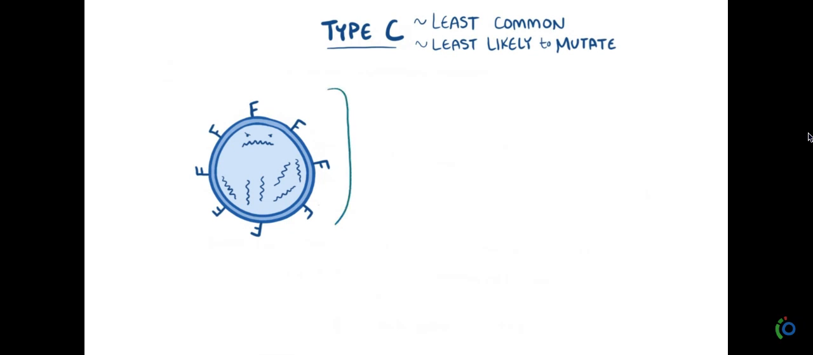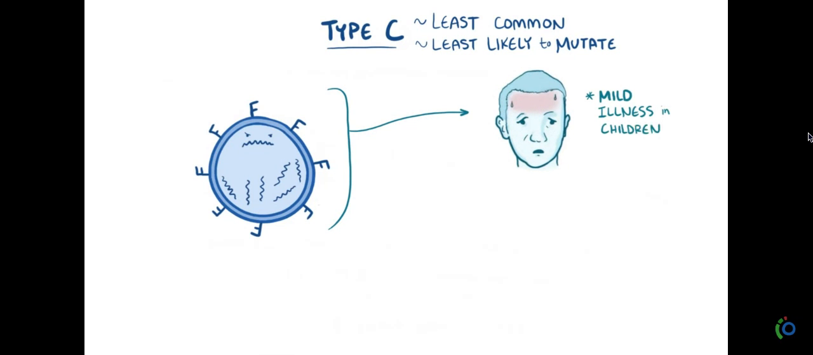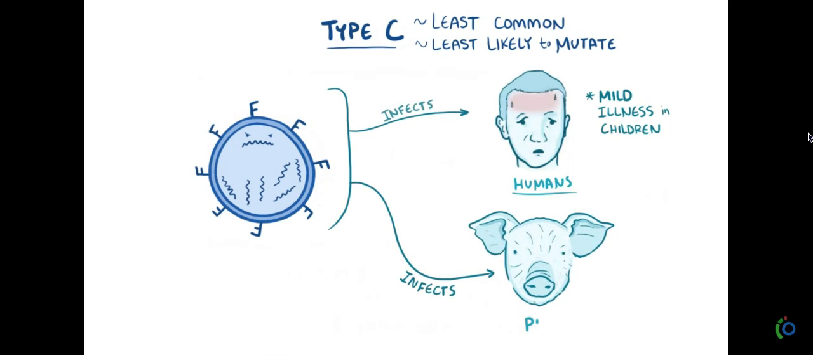Finally, there's Type C influenza, which only has 1 species, and is the least common and least likely to mutate of the 3. Influenza C usually causes mild disease in children, and unlike Type B, it can infect both humans and pigs.